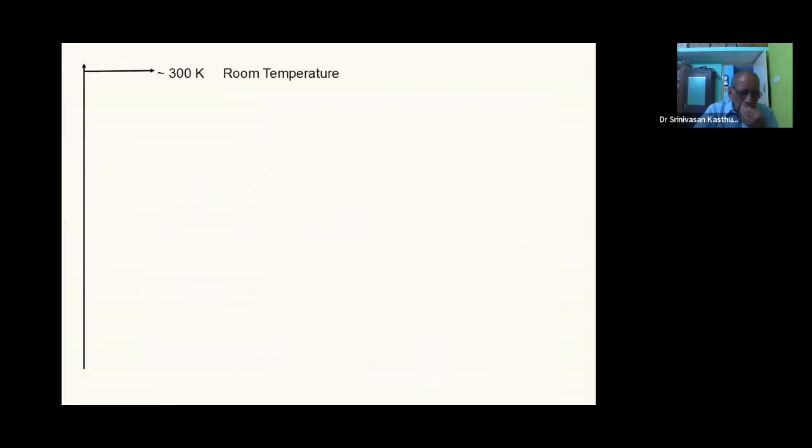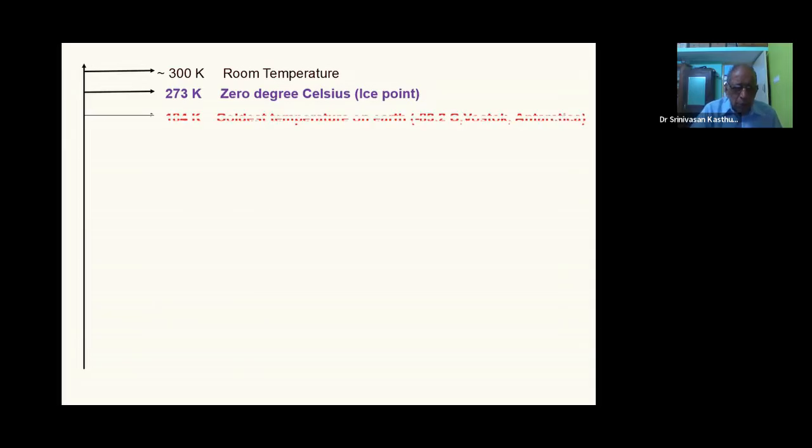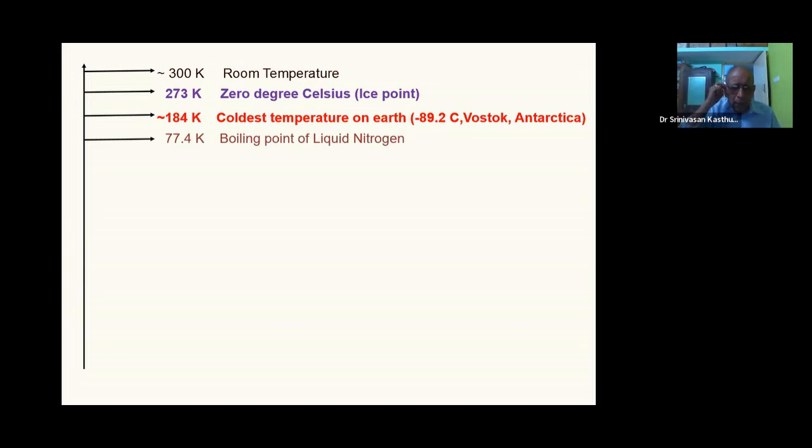Now let us try to understand the various temperature zones. 300 K is your room temperature. 273 is 0 degrees Celsius, which is your ice point. Then the coldest temperature on Earth, which is minus 89.2 degrees centigrade in Antarctica at a place called Vostok. The boiling point of liquid nitrogen is 77.4 Kelvin. This boiling point refers to 1 atmosphere pressure. Please remember that. Boiling point of helium isotope 4 is 4.2 Kelvin.